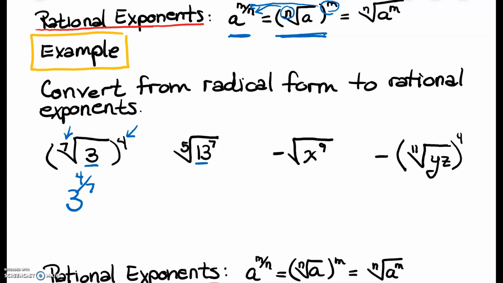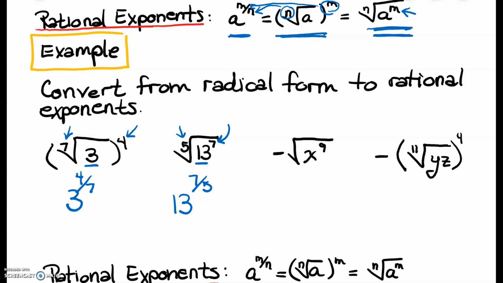All right, how about the next example? Well, I have my base. I'm going to write my base again. And this one has the power under the radical, like up here on the top right of your screen. So I find my power inside the radical this time. So that is my numerator. And my index is 5, so that's my denominator.